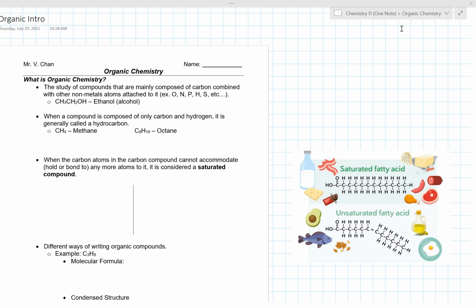So I have two handouts for you. You're welcome.